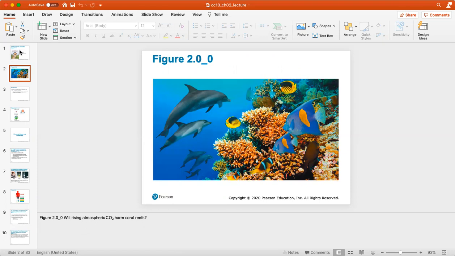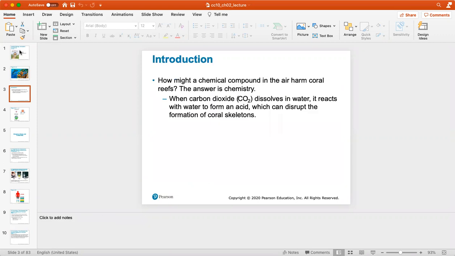So chemistry is really, some would say, the language of science, because all science has to do with chemical compounds and atoms and molecules. And one example of how chemistry is important to life in biology is when we talk about rising atmospheric carbon dioxide levels and whether they will harm coral reefs or not. And we'll find out towards the end of this PowerPoint. So the question we'll answer: how might a chemical compound in the air like carbon dioxide harm coral reefs? And the answer is chemistry.